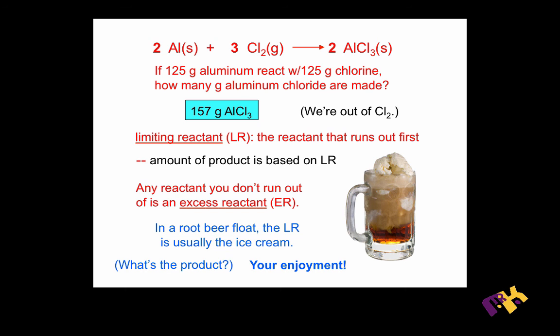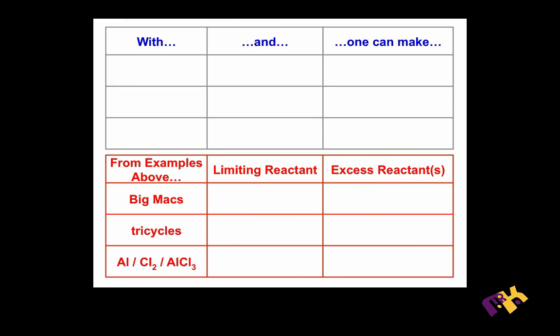Okay, we're almost done. Kinda. All right, so from our previous examples, we can pull information and identify what the limiting reactant is. With 30 pieces of meat and 30 buns and a limited amount of everything else, we found that we can make only 10 Big Macs. The limiting reactant then was the number of buns. It shut us down when we ran out. The excess reactant would be the meats and everything else.